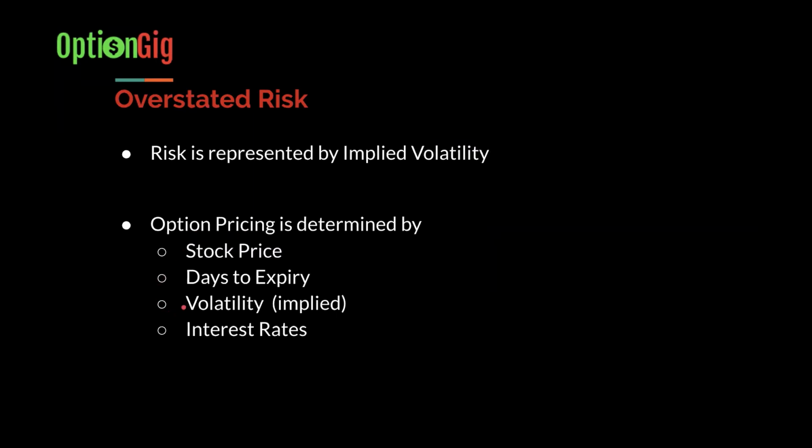So we talked about it, that the extrinsic value of an option's pricing is determined by days to expiry, volatility, and interest rate. So now if we know that volatility over a longer period is overstated, is overpriced, it means the option pricing over a longer period is overpriced.